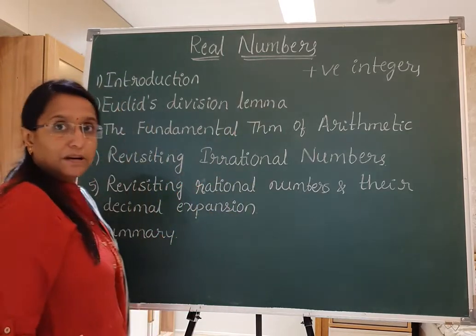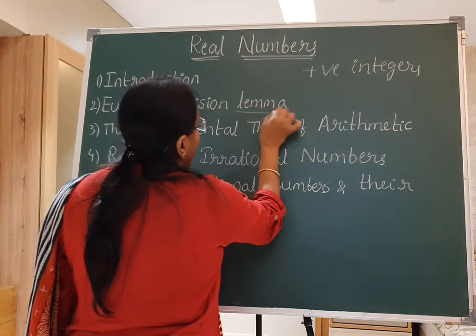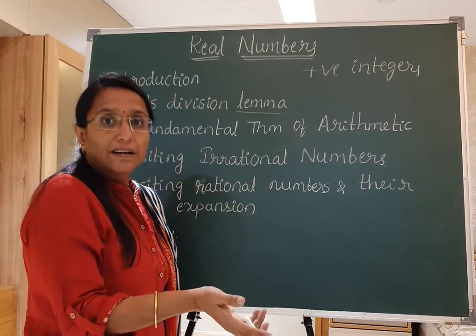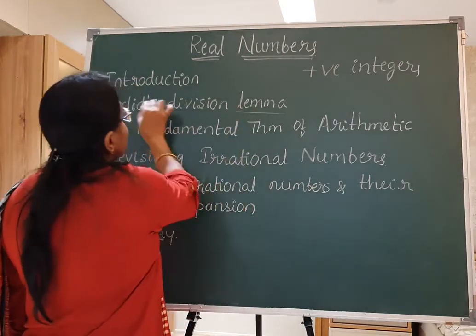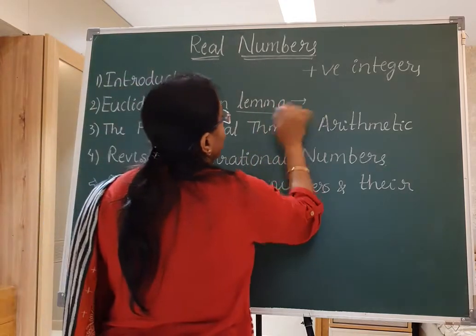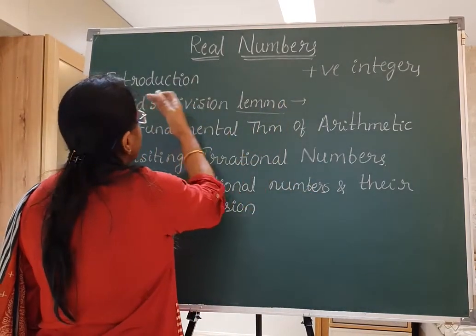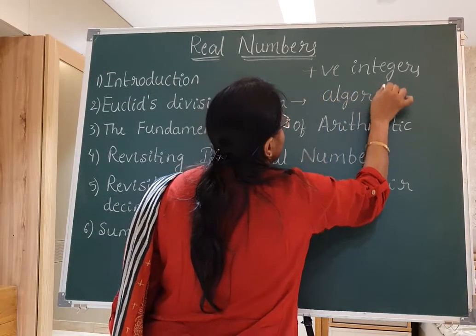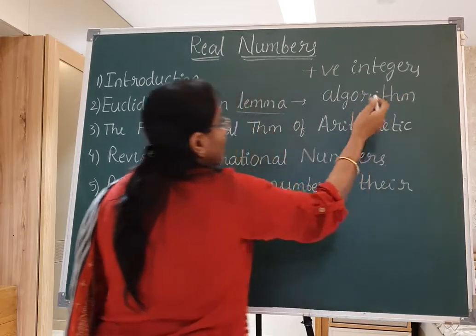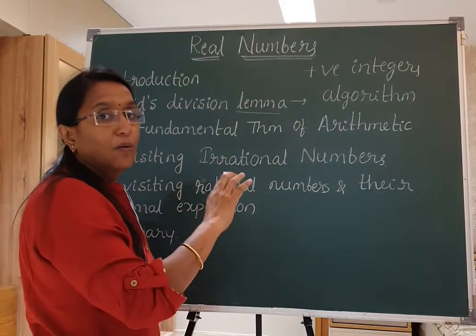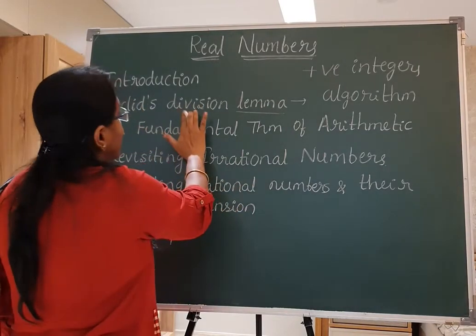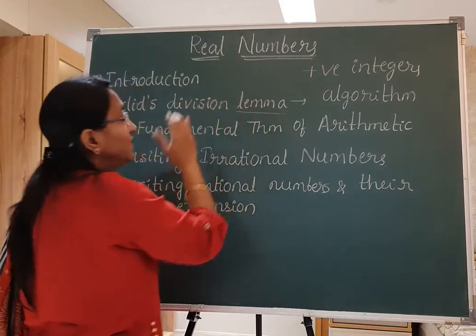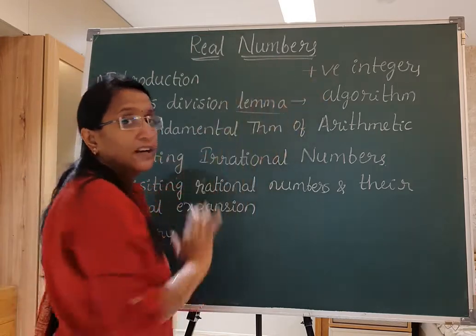Euclid is a famous mathematician. What is a lemma? A lemma is a proven statement which is used to prove another theorem. So here, Euclid's division lemma. With this, it is also developed as Euclid's division algorithm. Algorithm means it contains systematic steps. If we follow those steps, we will get the solution for a problem. Division means this is associated with divisibility of positive integers.